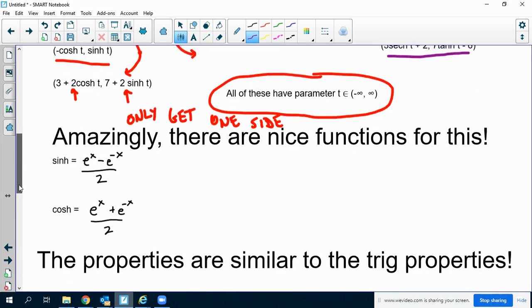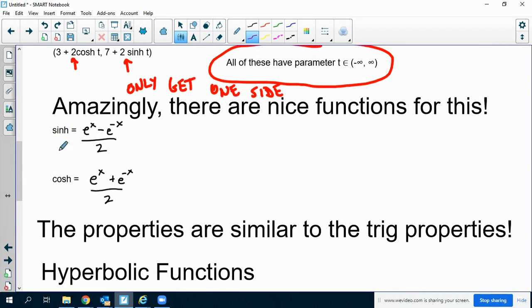Amazingly, there are actually nice functions for this. So hyperbolic sine and hyperbolic cosine are actually functions that can be defined with exponential functions, e to the x and e to the negative x. So the hyperbolic cosine is actually the average of e to the x and e to the negative x.